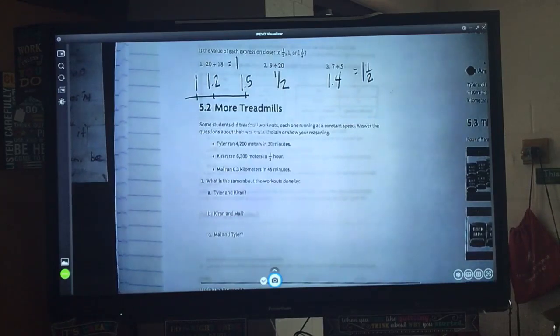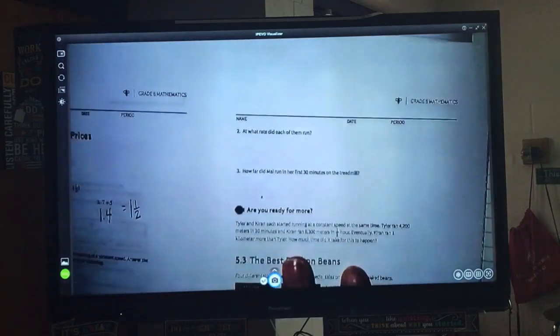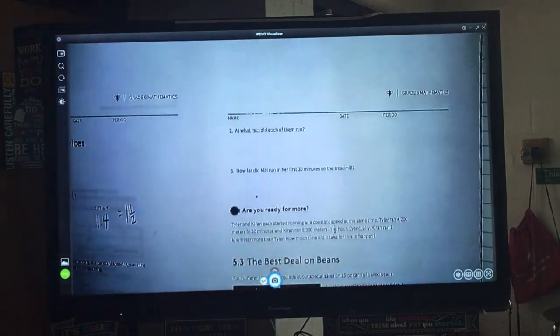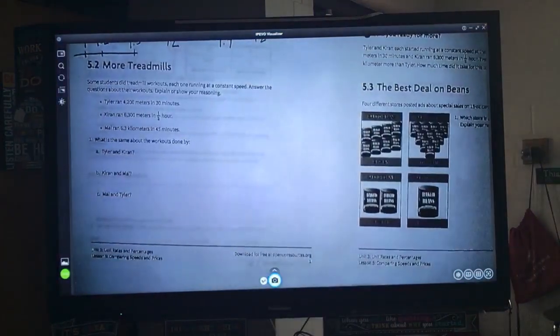For number one, it says what is the same about the workouts done by each one of those. You have to compare them. Number two, it says at what rate did each of them run, and number three, how far did Mai run in her first 30 minutes on the treadmill. Get started. You're working together.